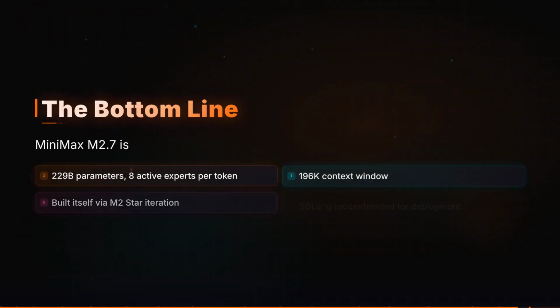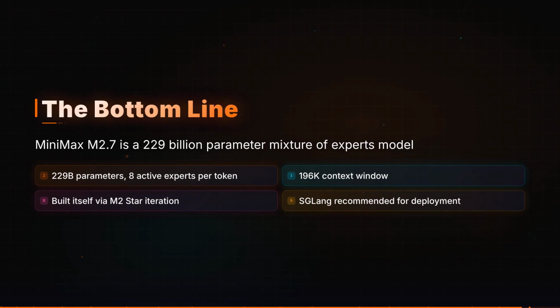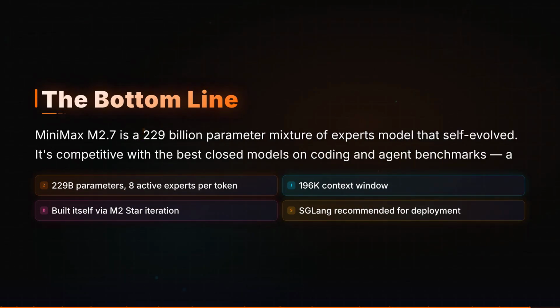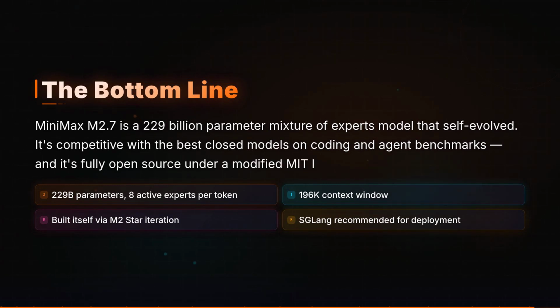Here's the bottom line. MiniMax M2.7 is a 229 billion parameter mixture of experts model that's self-evolved. It's competitive with the best closed models on coding and agent benchmarks, and it's fully open source under a modified MIT license. The era of models writing themselves is here.